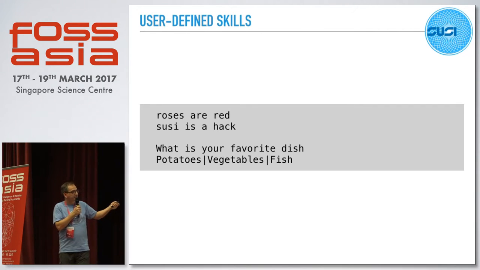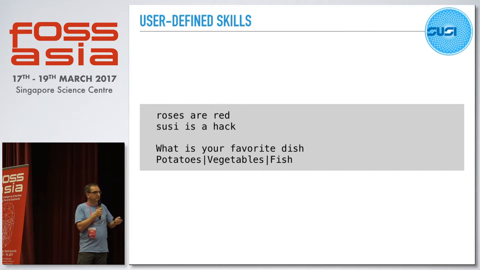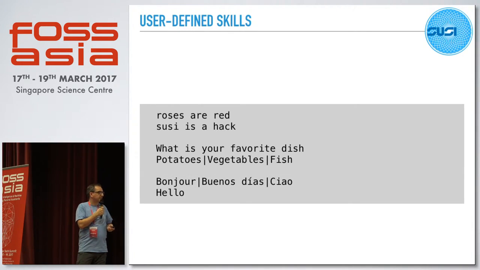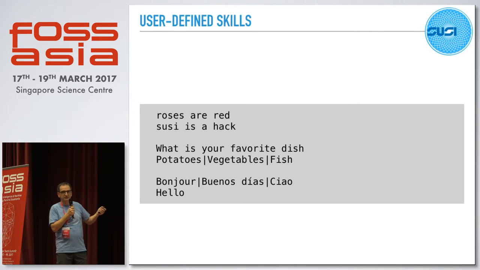The second example is about a random answer. It says either potatoes, vegetables, or fish. It just picks a random answer for this question. And you can have different questions which cause the same answer to be created with this kind of line.